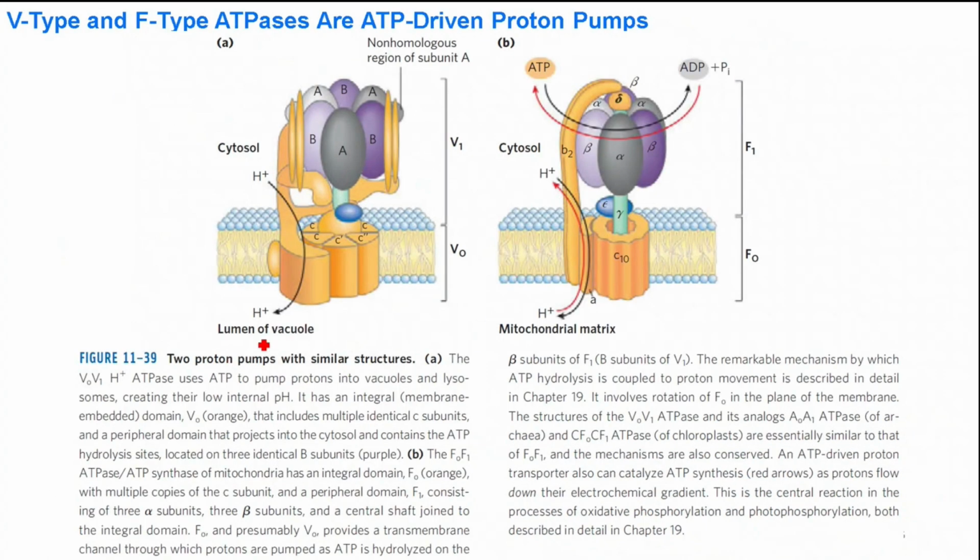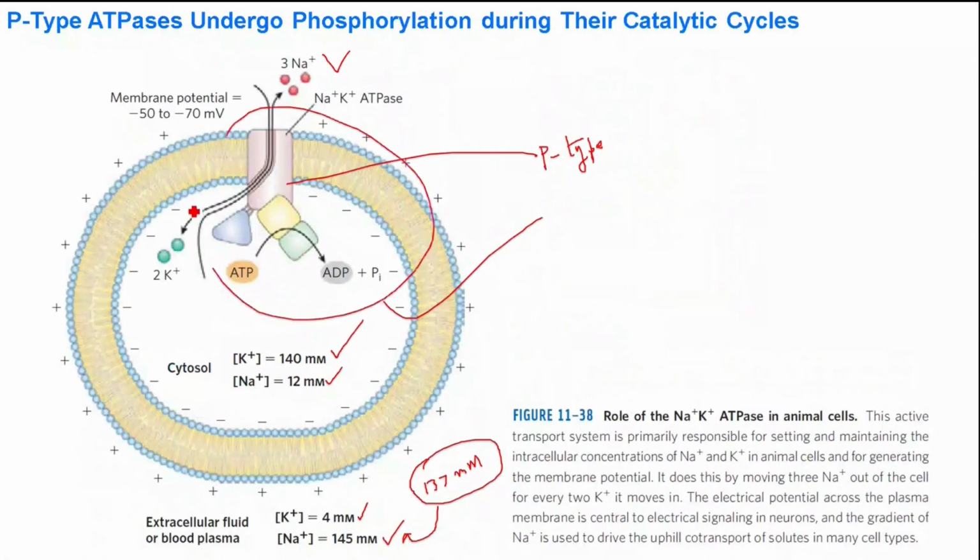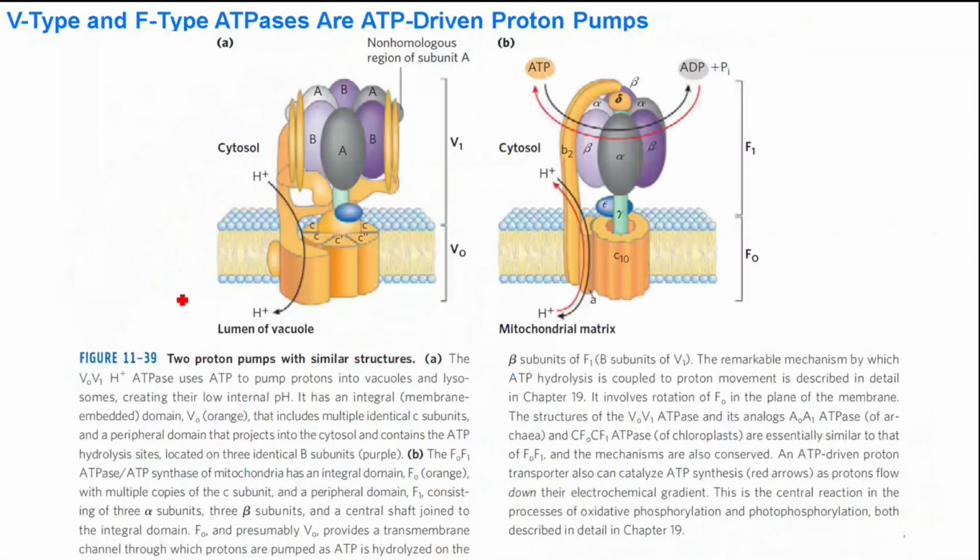And this is again the V-type ATPase. This was the P-type ATPase. Now the V-type, vacuolar type, and this is the F-type ATPases. You can see the V-type ATPases are utilizing ATP, but this is not shown here. They are pumping hydrogen from the cytosol to the lumen of the vacuole to keep the concentration of H positive ion inside the vacuole at some specific level.